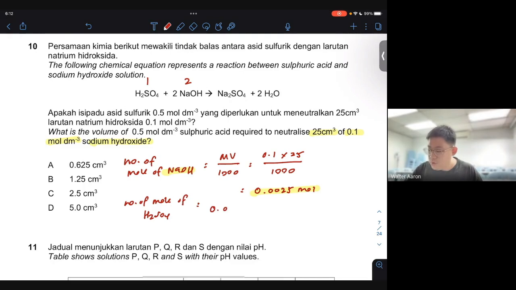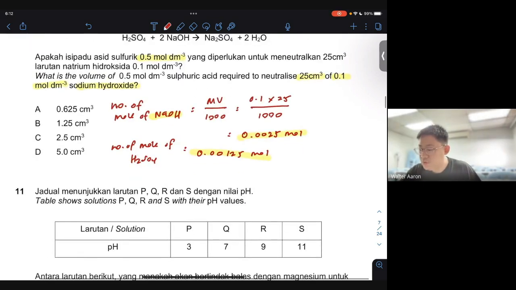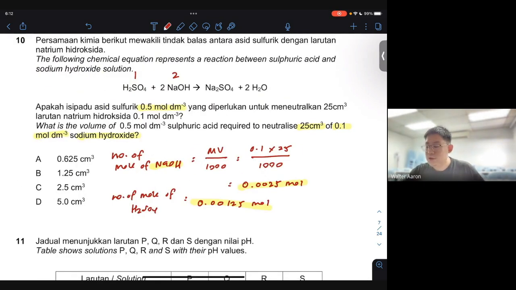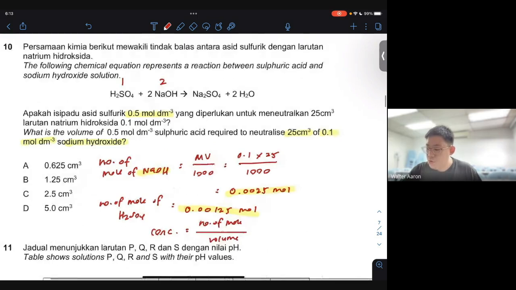And the number of mole of H2SO4 is 0.00125 mole. Now we have the concentration already. Now we just have to get the volume, given that the number of mole is 0.00125. Now the original formula to get the concentration, usually we see concentration is equivalent to number of mole divided by volume. But because now our goal is to get volume, our goal is to get the volume.